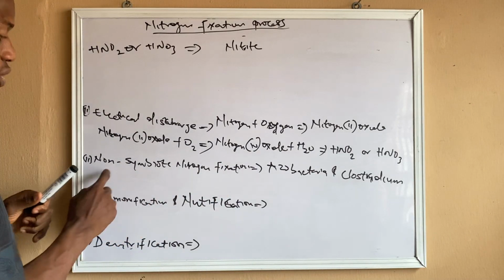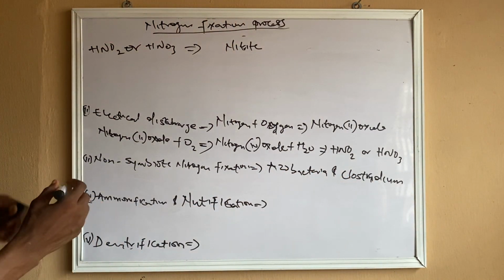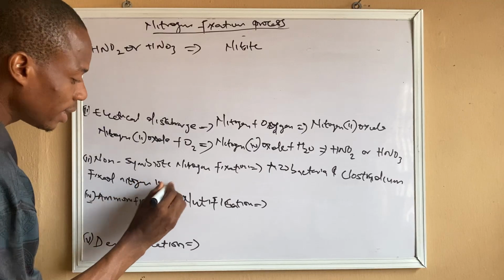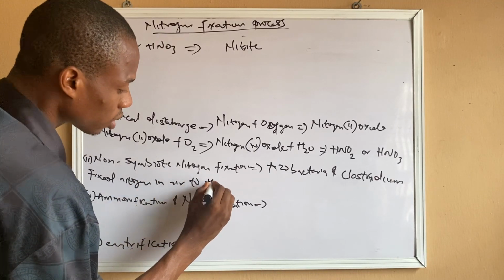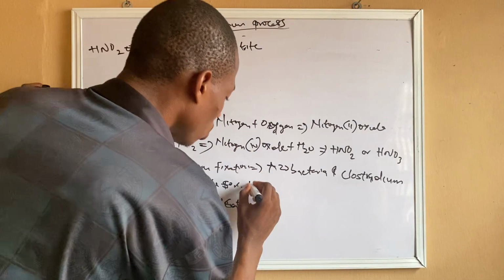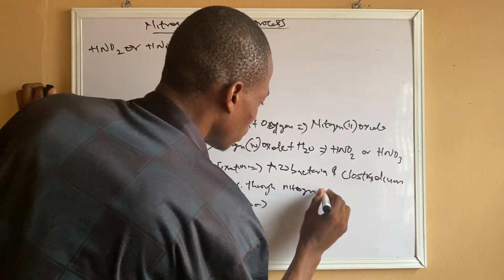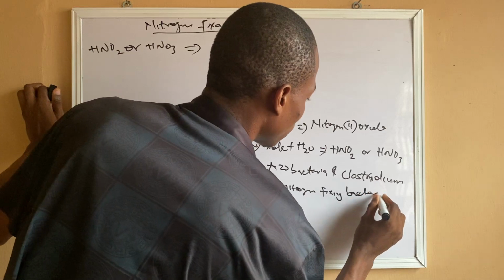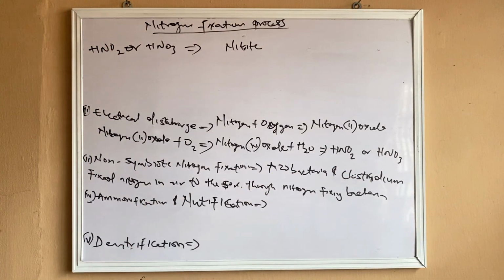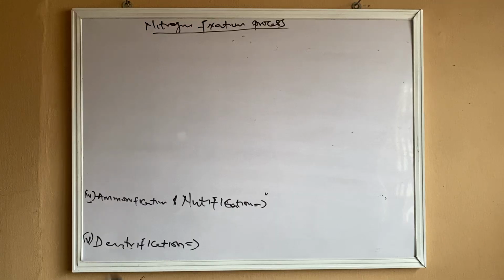Nitrogen fixation. The non-symbiotic nitrogen fixation, which are what? The Azotobacter or Clostridium. The Azotobacter or Clostridium are the ones that fix nitrogen in air to the soil. Through what? Through nitrogen-fixing bacteria, right? And these nitrogen-fixing bacteria are Azotobacter or Clostridium. That's non-symbiotic fixation. Now the next one is what?